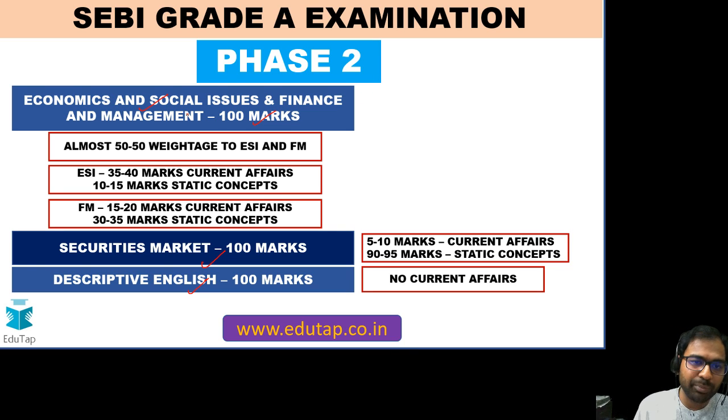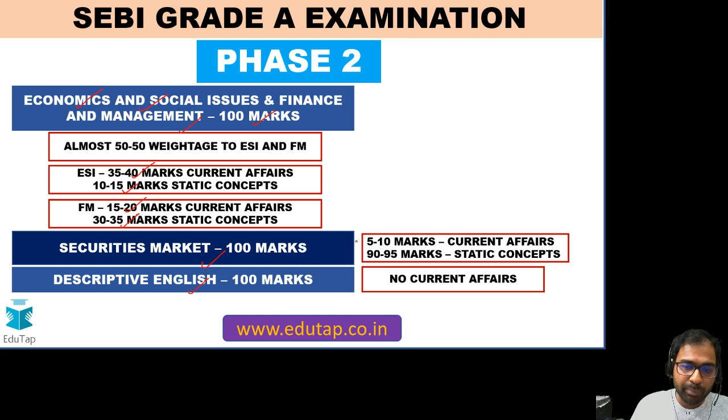Now coming to the first paper of ESI plus FM, first the thing to be noted is that almost 50% is ESI and almost 50% is finance and management, a 50-50 weightage, not exactly but almost. In ESI, around 35 to 40 marks are current affairs and 10 to 15 marks are static concepts. In FM, the thing reverses: only 15 to 20 marks of current affairs and around 30 to 35 marks of static concepts based questions. This is similar to Reserve Bank of India, because in the RBI examination also, the ESI paper is mostly current affairs based, but the finance and management paper is mostly static concepts based. The same thing can be seen in the SEBI grade examination as well.